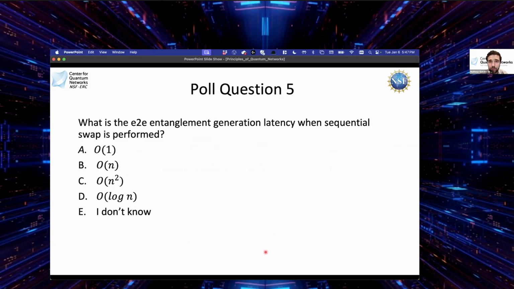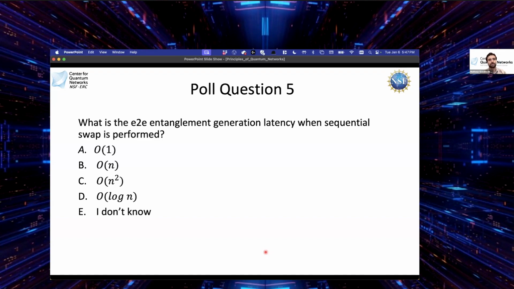So let's go over a quick poll question now, poll question 5. What is the end-to-end entanglement generation latency when we perform sequential swapping? A is constant, O of 1. B is linear, O of n. C is quadratic, O of n squared. D is logarithmic, O of log n. Or E, you don't know.